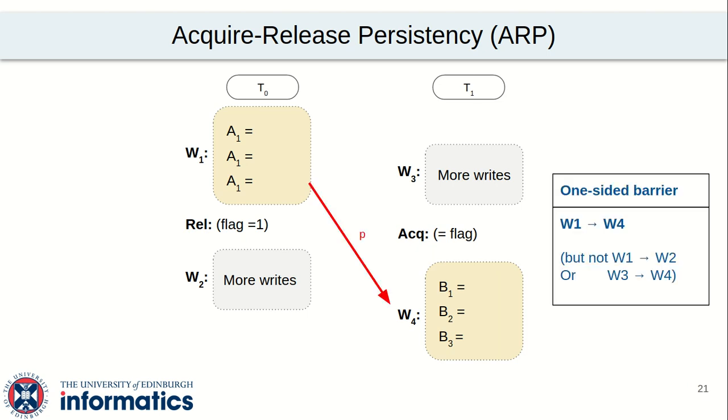Given this multi-threaded program with release and acquire labels, ARP ensures that the group of writes before the release are persisted before the group of writes after the acquire are persisted. If W1 refers to the group of writes before the release and W4 refers to the group of writes after the acquire, ARP ensures W1 to W4 order without enforcing W1 to W2 or W3 to W4 order. These one-sided persist barrier semantics are the key reason behind ARP's efficiency.